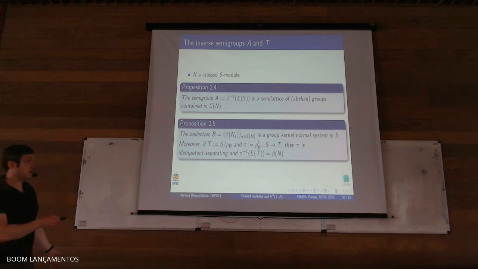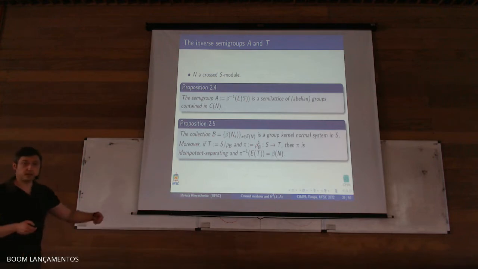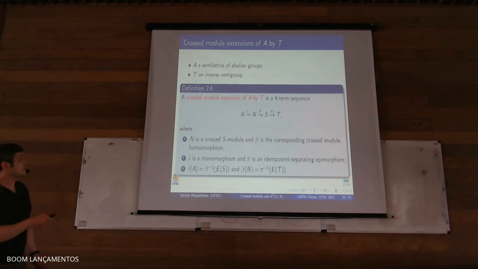You have the natural epimorphism pi, and it is idempotent separating because it's a group kernel normal system. And again, this is somehow some kind of exactness of the sequence which you obtain. So you obtain this sequence of inverse semigroups: this I, which was the kernel of beta, with this T, which was the cokernel, again in the semigroup sense.